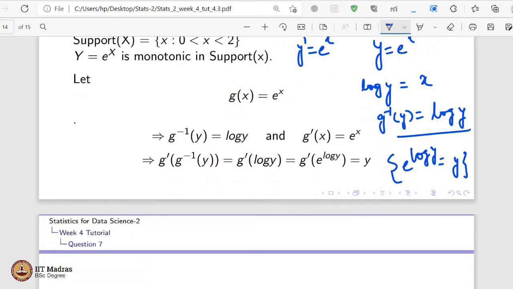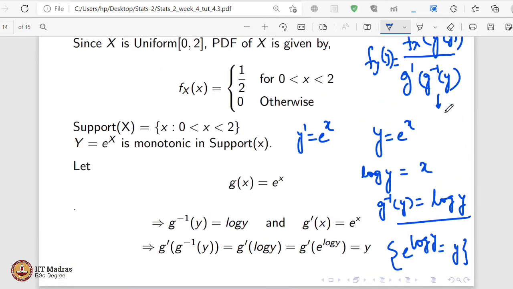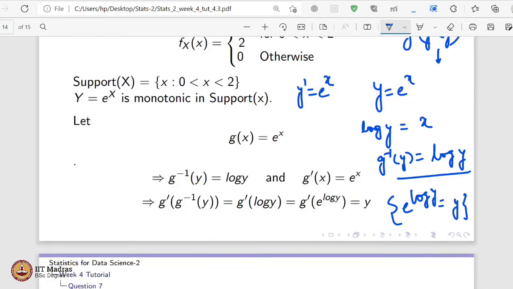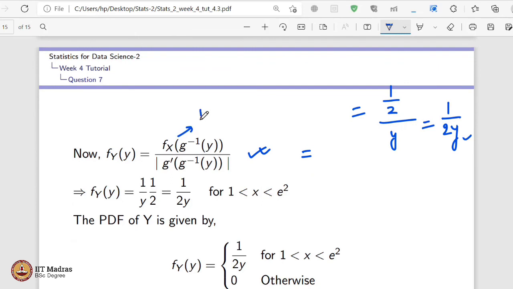Okay, so now we are having everything. We have the denominator part and the numerator part. What is the numerator part? The numerator part is 1 upon 2, and the denominator part is y. So now we have the PDF of y as 1 upon 2y, right? You can get it from here also. After putting in all these values, it would be 1 upon 2, and this value would be y. So you can directly get 1 upon 2y for the support of y.